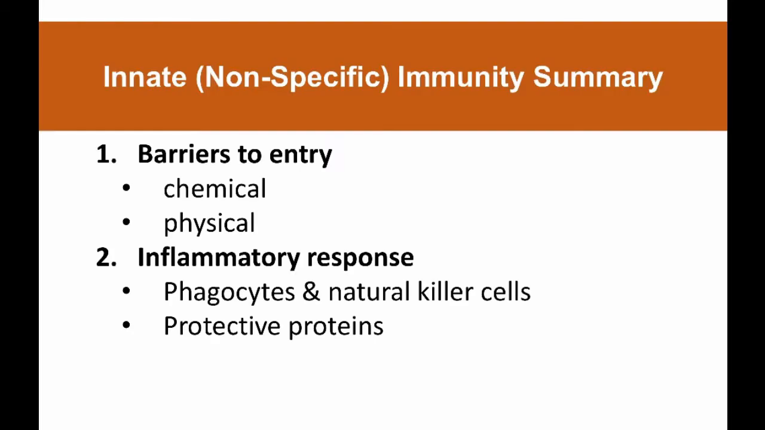All right. So remember, at the end of last class, we were talking about the innate or non-specific arm of the immune system. We talked about barriers to the entry of pathogenic microbes, and that was sort of where we left off. So I'm not going to review the barriers to entry. You can look through your notes for that. I'm just going to pick up with inflammatory response.